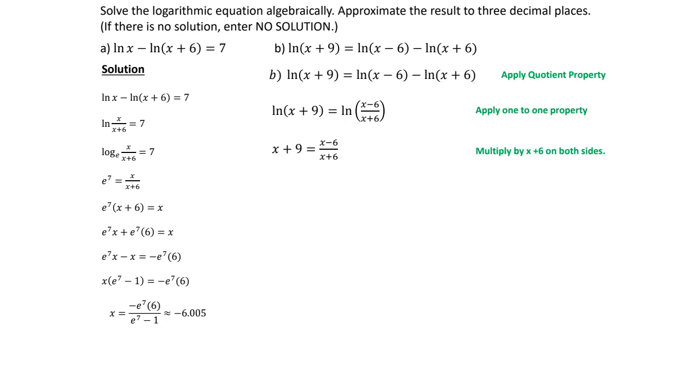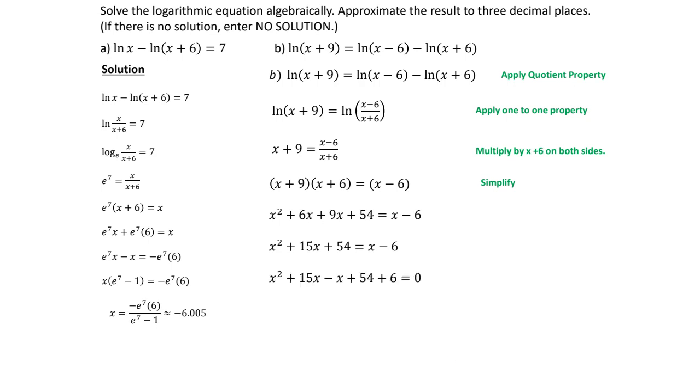If I solve for x, I'm going to multiply by x plus 6 on both sides. And then let's continue simplifying. So x times x is x squared. x times 6 is 6x. 9 times x is 9x. 9 times 6 is 54. And then we're going to gather our like terms. So we get x squared plus 15x plus 54 is equal to x minus 6.